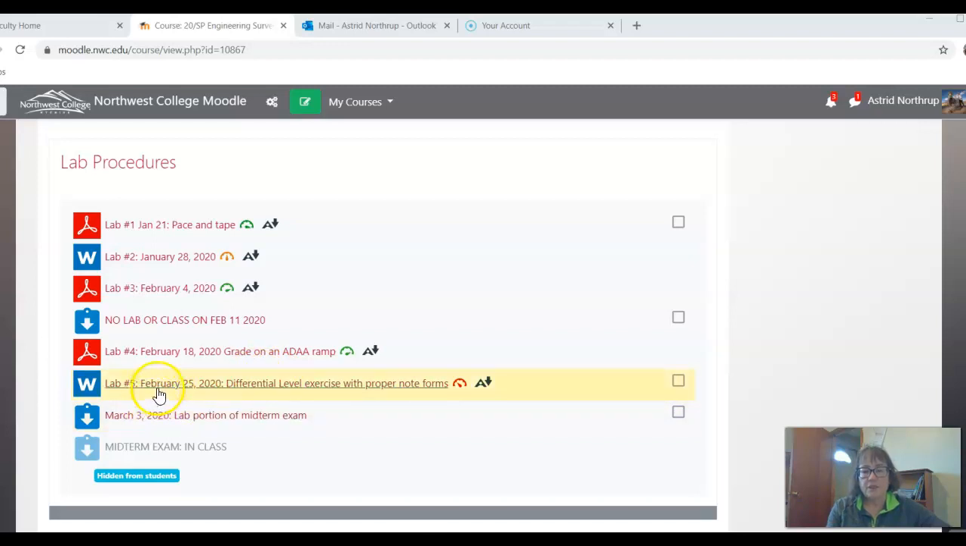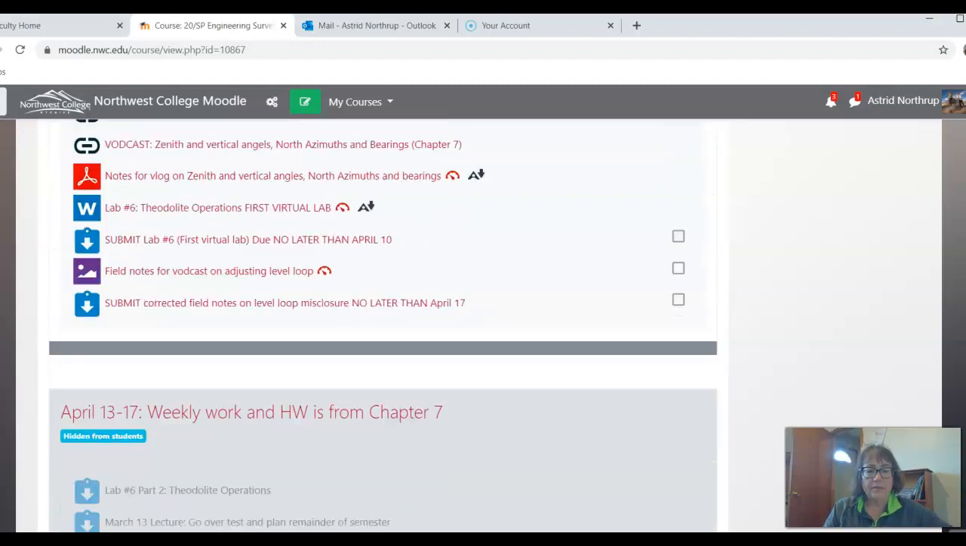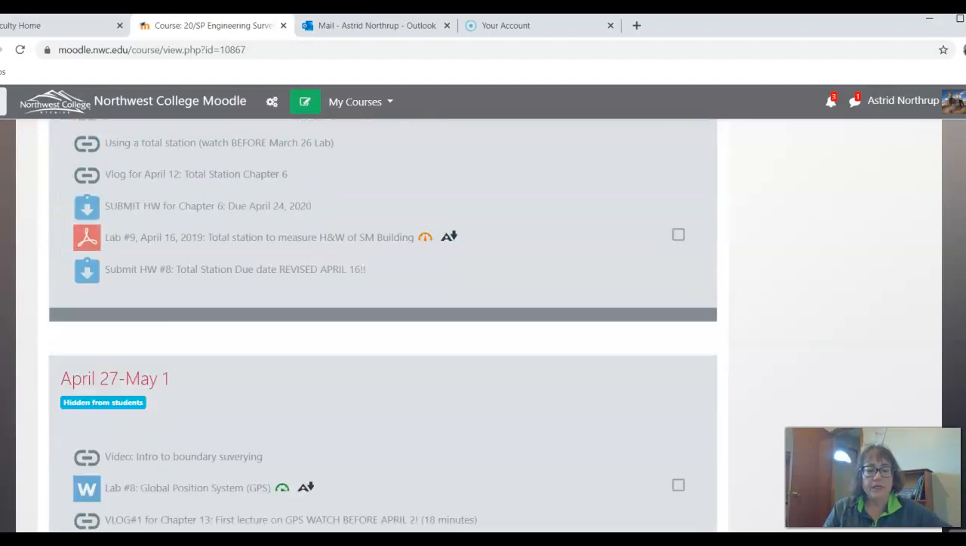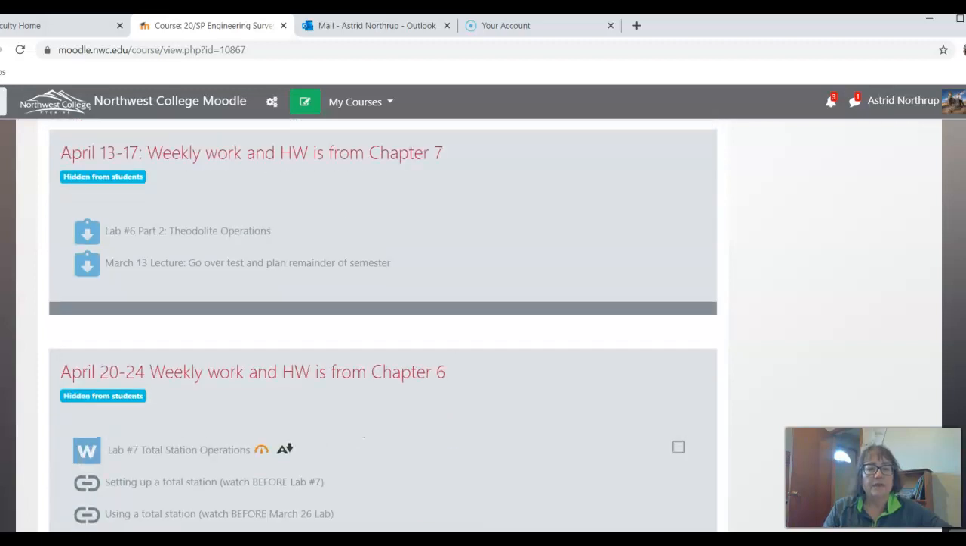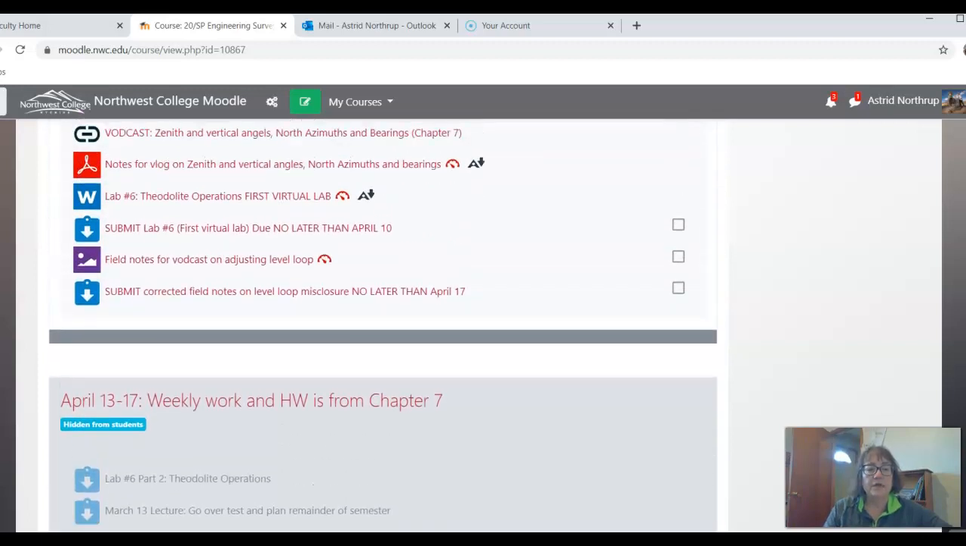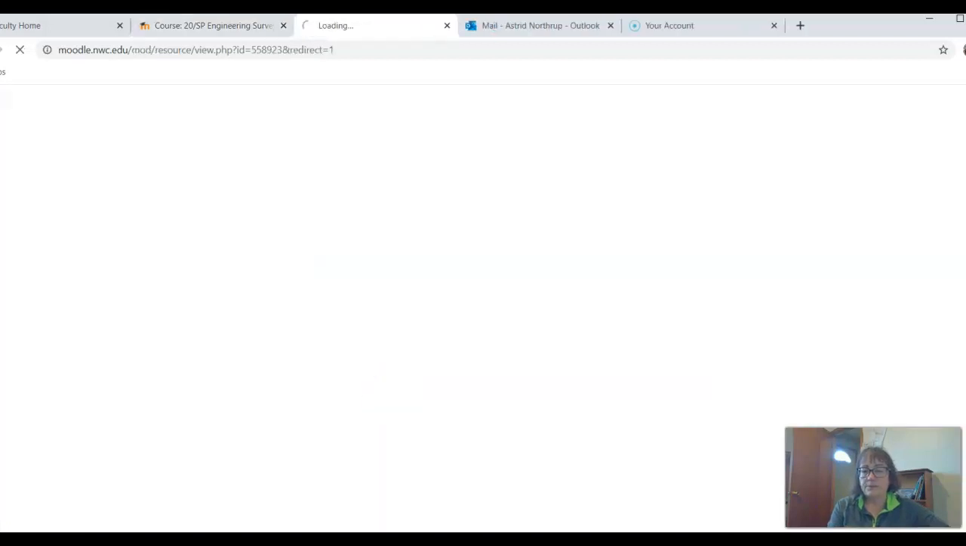The documents that you'll need to go through this procedure with me are here in lab number 5, which we did on February 25th, the differential level loop exercise, plus your field book with your notes from that day, and then plus the document that you'll find on our Moodle page down at the bottom of this first section after spring break. That document is right here, the field notes for the vodcast on adjusting the level loop.